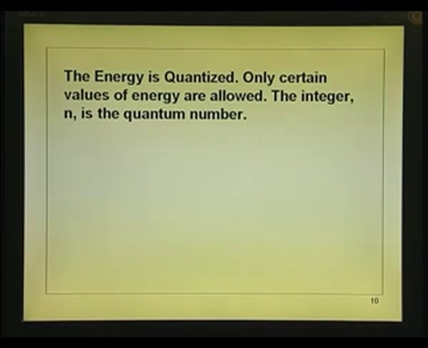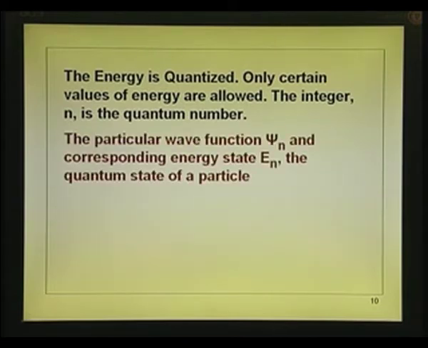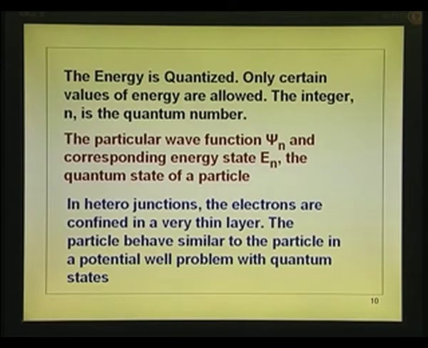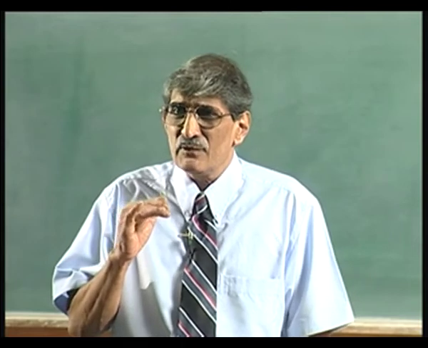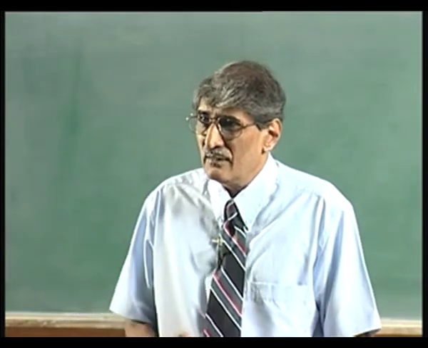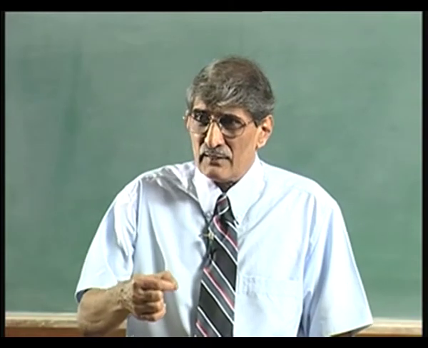Okay. The integer n is the quantum number, and the particular wave function psi n corresponds to E n. They define the quantum state of the particle. When we say quantum state, psi and E are the ones. These are the terminologies that are used. The understanding finally is that you do not permit all the energy levels in a quantum well, there are only certain levels for the one electron that is considered.